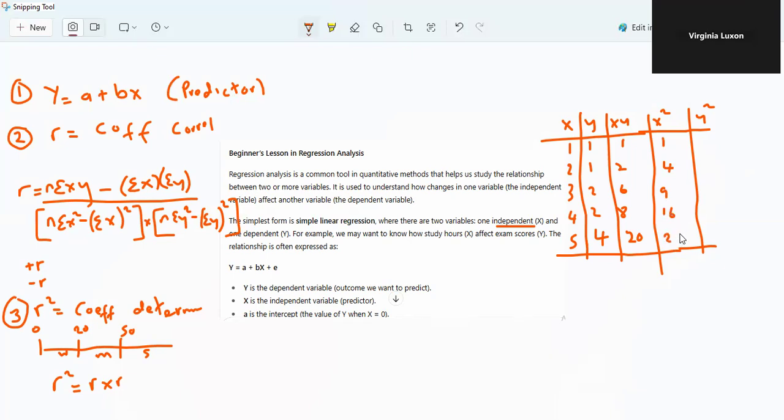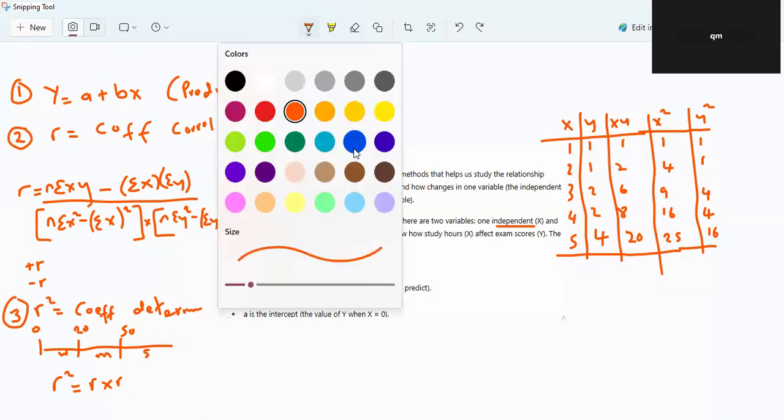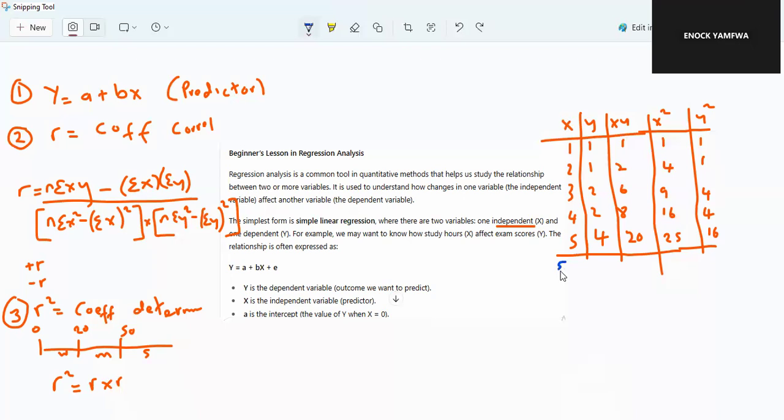And here Y squared: 1, 1, 4, 4, and 16. Then the total here is the summation of what? X. The total in the next column is called the summation of what? Y. Then the summation of what?